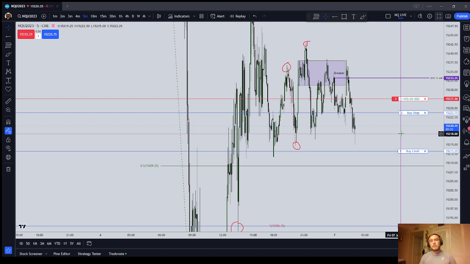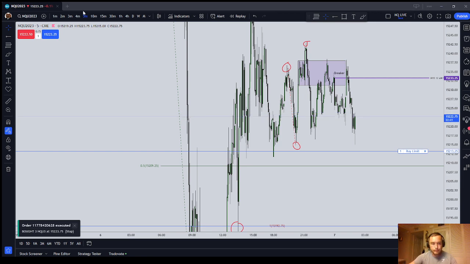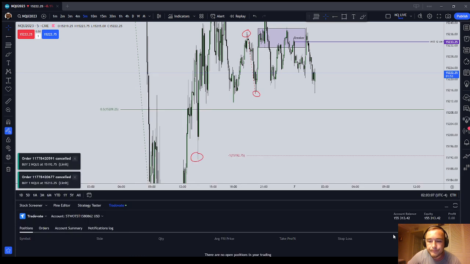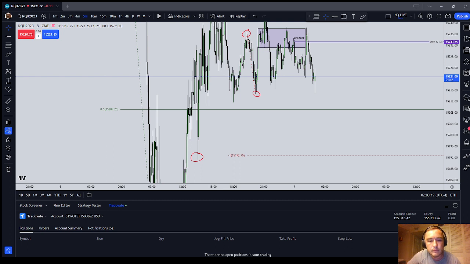There's one thing of which you can be certain: there will be another trade. We're stopped out. Just going to pull these. We're flat. 155,313. Okay, guys, we got work to do. But Lord willing, we will get there.